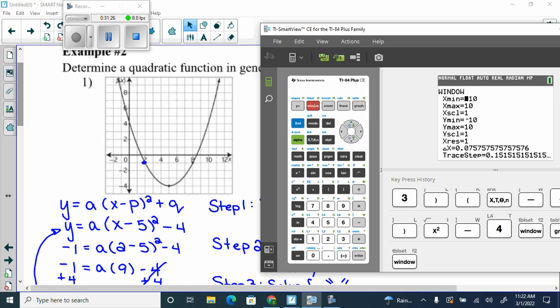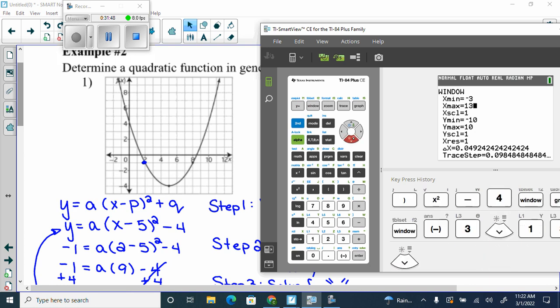It says x minimum. What's the lowest x on this graph? Negative 3, right? Negative 2 is the last number, but negative 3 is my last actual x. Okay? So I'm going to go negative 3. Then I'm going to arrow down. What's my x maximum? Looks like 13. Then my x scale, what it goes up by. What does each tick go up by? Looks like 1, right? So I leave my x scale at 1.